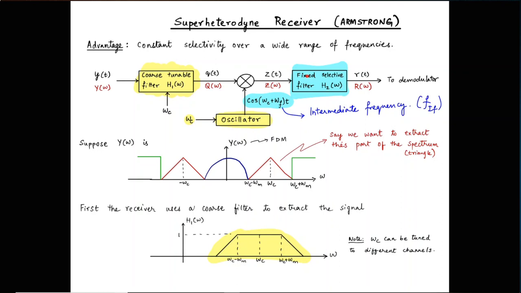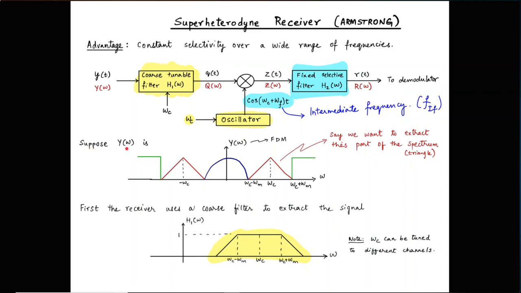And then after the fixed selective filter H2, you get r of t, which goes to a demodulator. After that, you can use an asynchronous demodulation scheme like we did in the previous class, using an envelope detector to get back to baseband. So those are the two stages. Let us look at all the details in an example here.